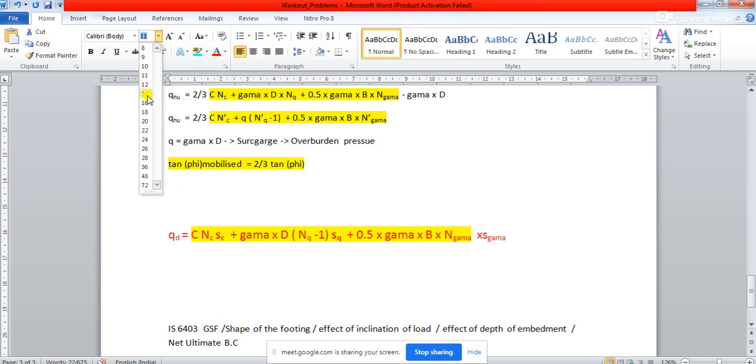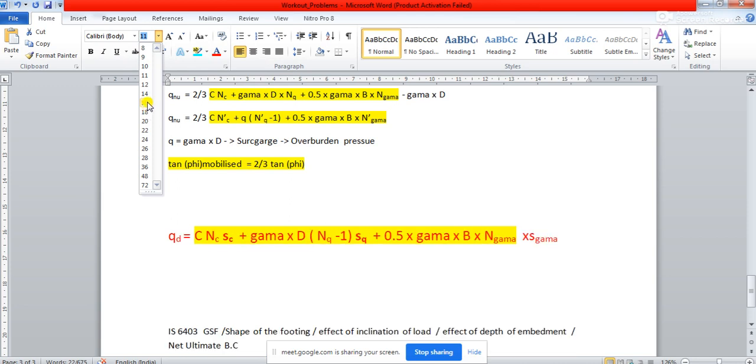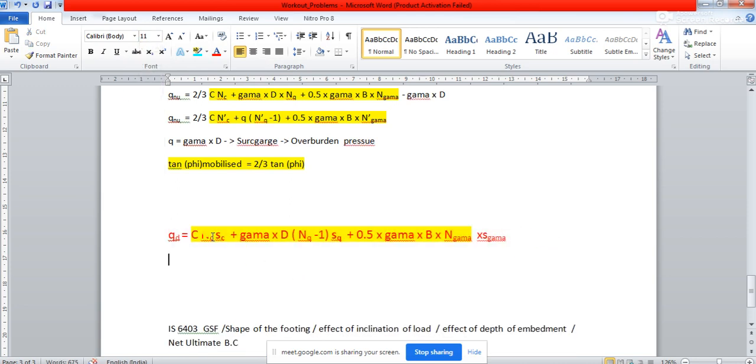Just let me increase this font a little bit, otherwise it will not be clear. So you see, C NC SC, then gamma D NQ minus 1 SQ, then 0.5 gamma B N gamma S gamma. Okay, now you see these three factors are shape factors. So what have we included? We have included the shape of the footing into consideration in this formula.